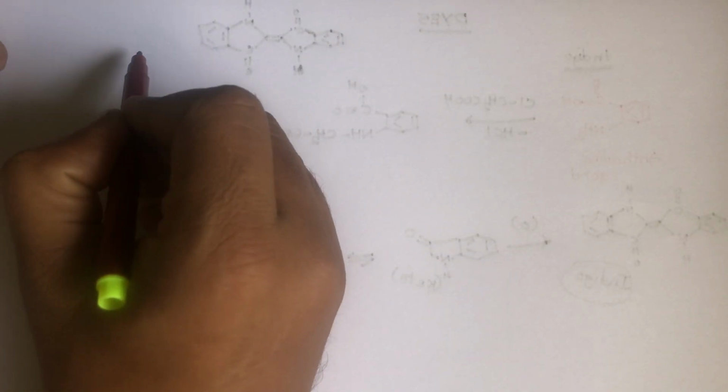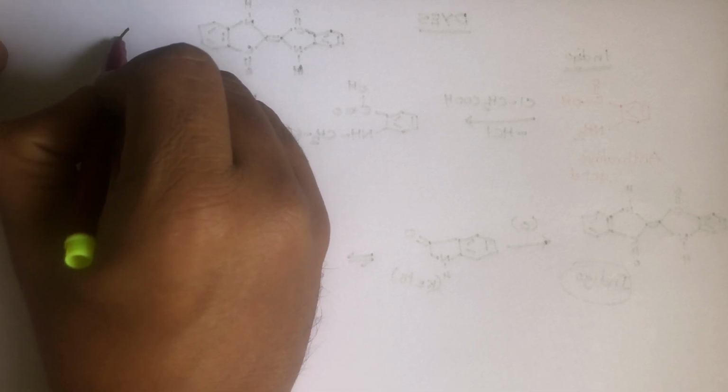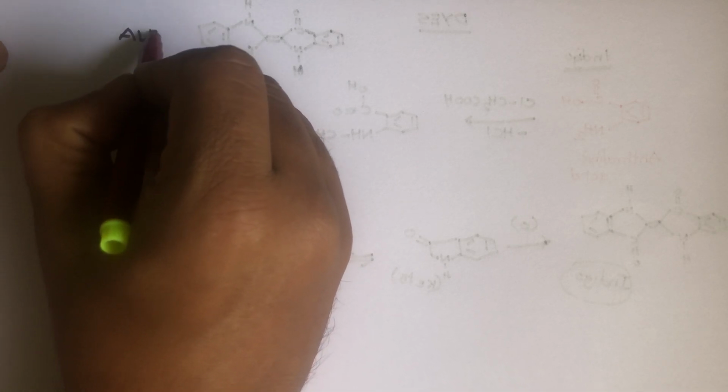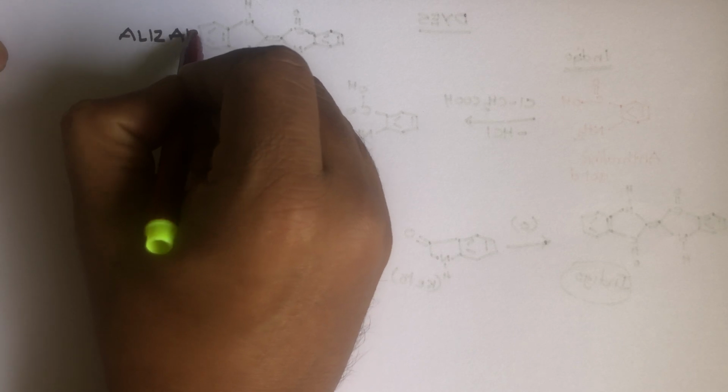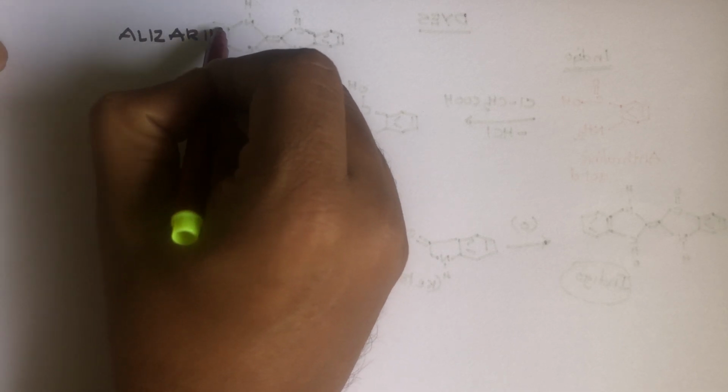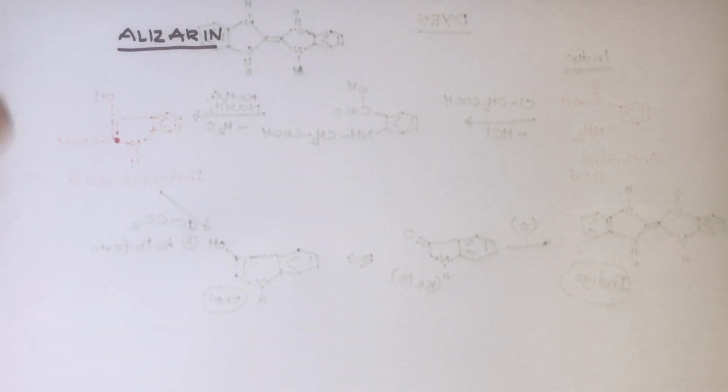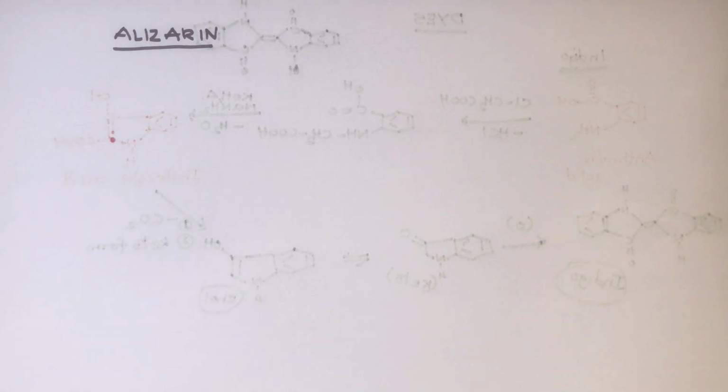Let us go for the preparation of another molecule. The other molecule that we are going to prepare is alizarin. Alizarin is an anthraquinone dye. You know what is an anthraquinone? It is an anthraquinone dye. Hope you all know what is anthraquinone. So alizarin is an anthraquinone dye.